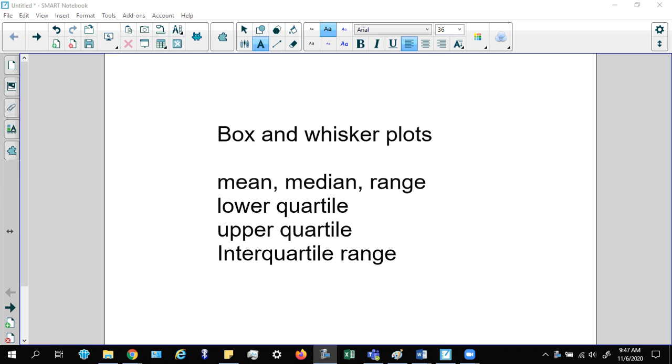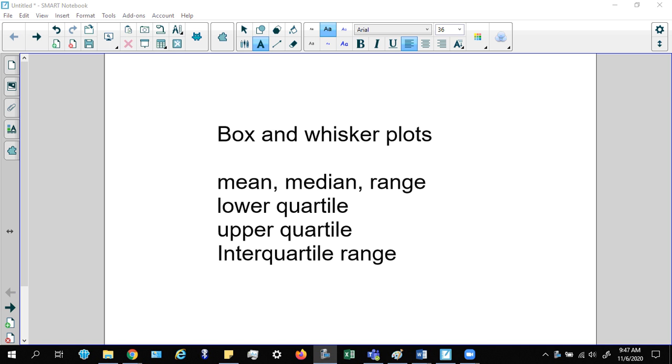All right, in this video, we're going to be talking about box and whisker plots. When dealing with box and whisker plots, we're also going to bring in mean, median, range, lower quartile, upper quartile, and interquartile range. So all these things are going to be talked about while we're doing box and whisker plots.